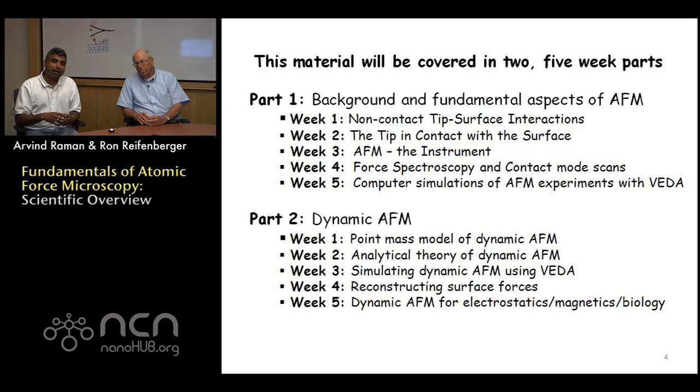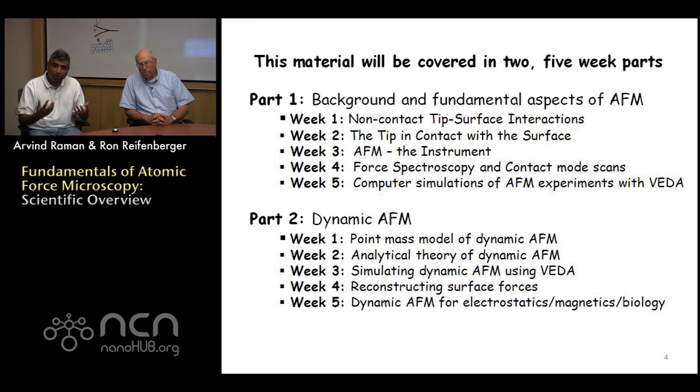oscillator model, which is basically the simplest model that allows us to explain a very large amount of the physics of dynamic AFM methods. And we will go through analytical theory of dynamic AFM, which includes things like phase contrast imaging, peak forces, average forces. How do all these things relate to the local properties of the sample and to what one observes in the atomic force microscope?